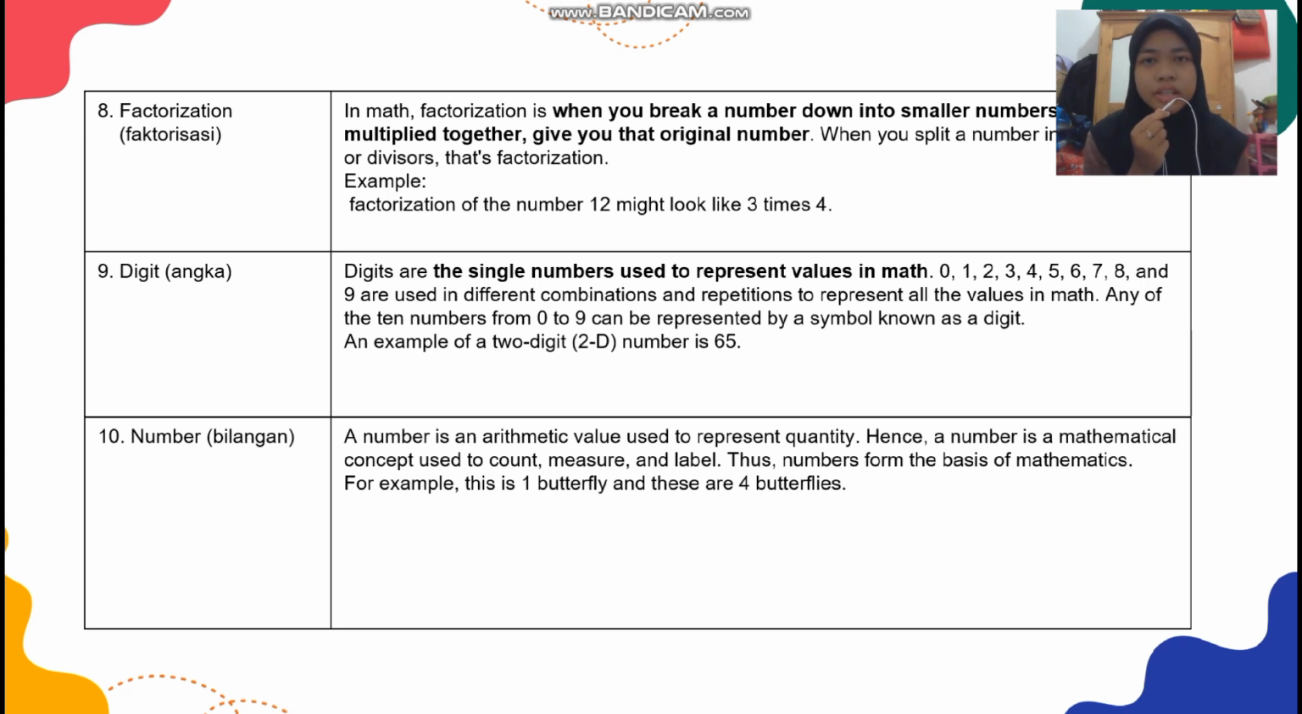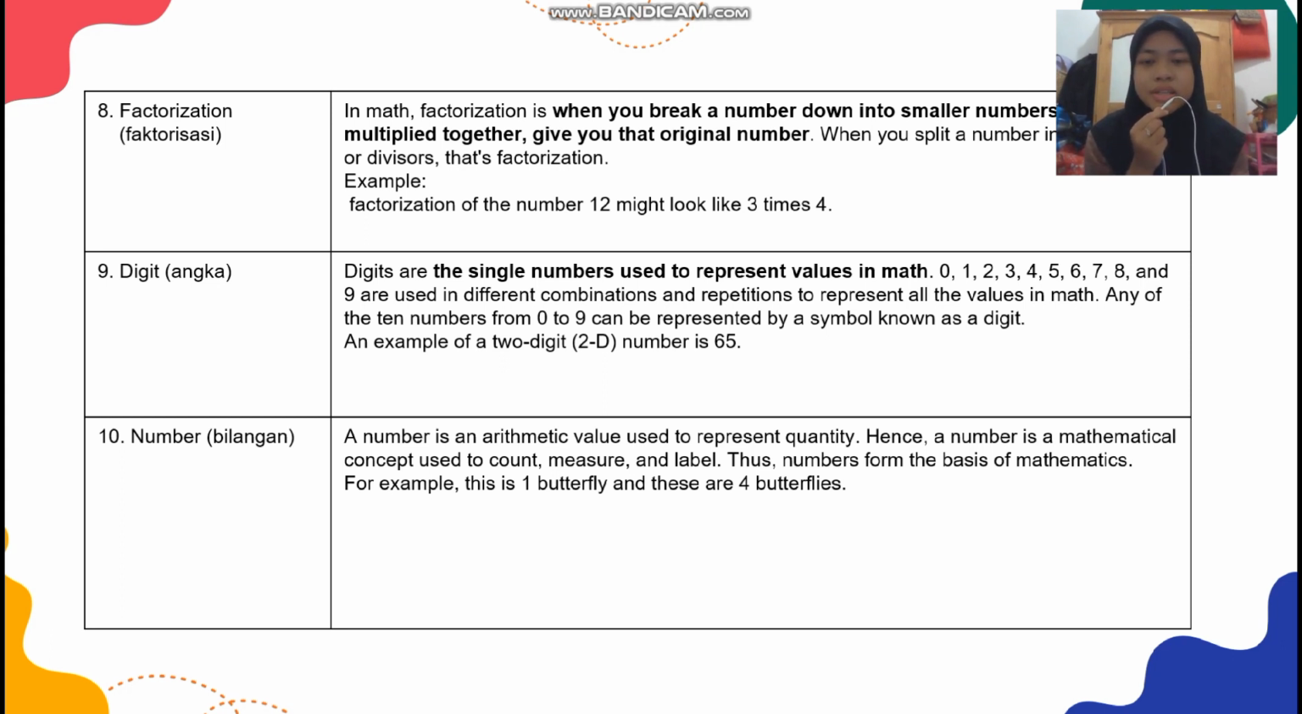The next is digit, which means angka. Digits are the single numbers used to represent values in math. 0, 1, 2, 3, 4, 5, 6, 7, 8, and 9 are used in different combinations and repetitions to represent all the values in math. Any of the 10 numbers from 0 to 9 can be represented by a symbol known as a digit. An example of a two-digit number is 65.